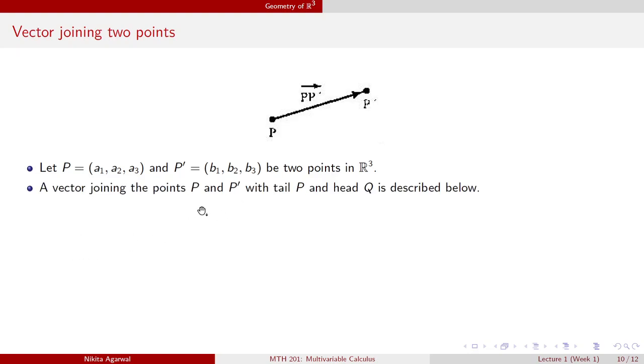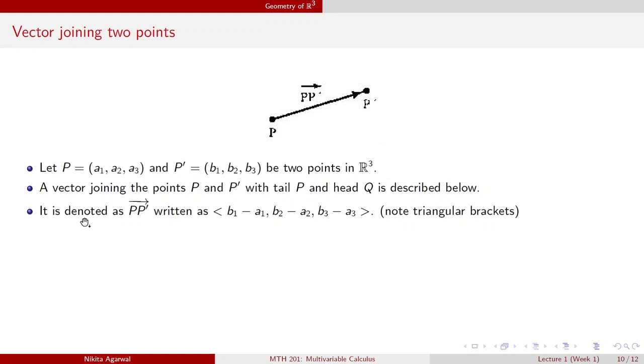A vector joining points P and P prime with tail P, which is where you start, and head P prime, is described as follows. It is denoted as P P prime with an arrow on top, and it's written as B1 minus A1, B2 minus A2, B3 minus A3. How do you get this? You take the head's coordinates minus the tail's coordinates: B1 minus A1, B2 minus A2, B3 minus A3.